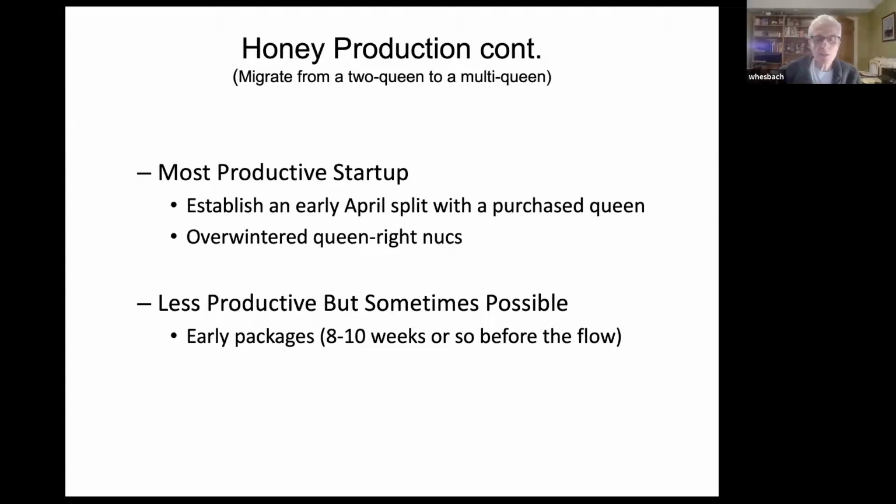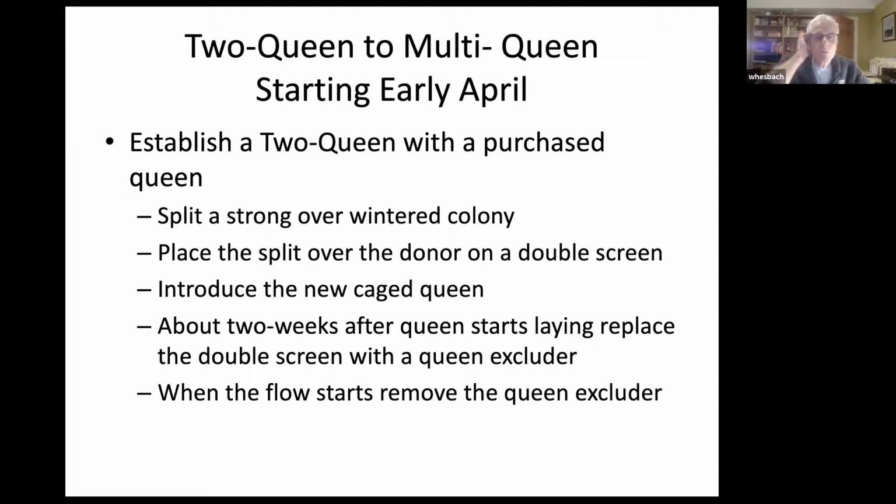All right, and then it's less productive, but sometimes possible, to get an early queen, an early package, about 8 or 10 weeks before the flow. So you can start them with a package, but the most productive startup is with an early split out of a really robust colony. All right, so I'm going to talk you through this. It's not so easy to talk this through. Usually when I give this presentation, I have equipment with me and I place the boxes in their order. So you're going to have to try to visualize this.